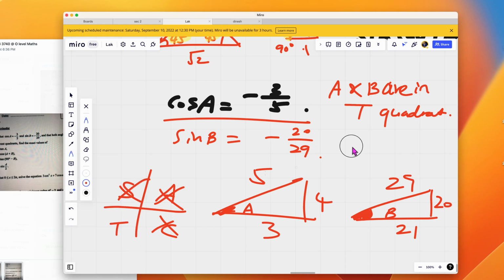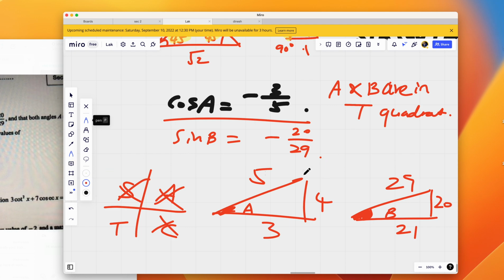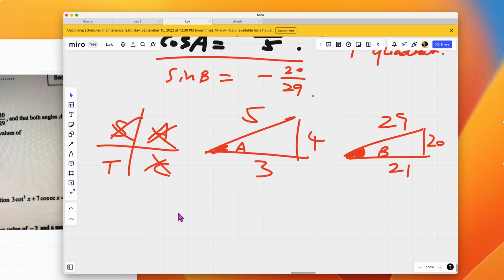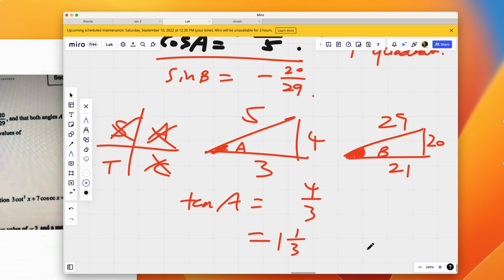Then they ask for tangent A. Yeah, the first question is tangent A. So you get the magnitude first. It's O over A, 4 over 3. Then you decide the sign. It's positive. So just get it into a mixed number. So that's the answer. Then what else?